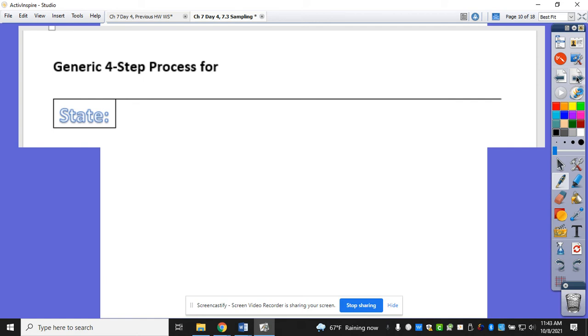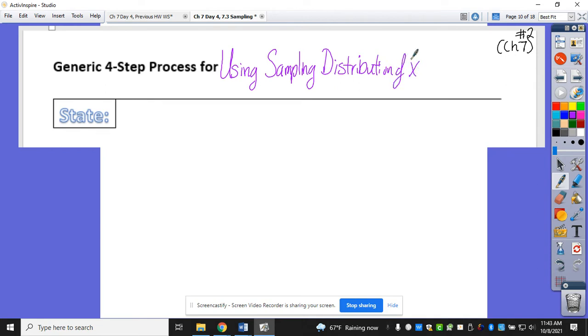All right, so for this one, this is 4-step process number 2. We're still in chapter 7. And this is the 4-step generic process 4. Basically, everything's going to be the exact same thing except X bar instead of P hat. So we are using a sampling distribution of X bar to find probability.